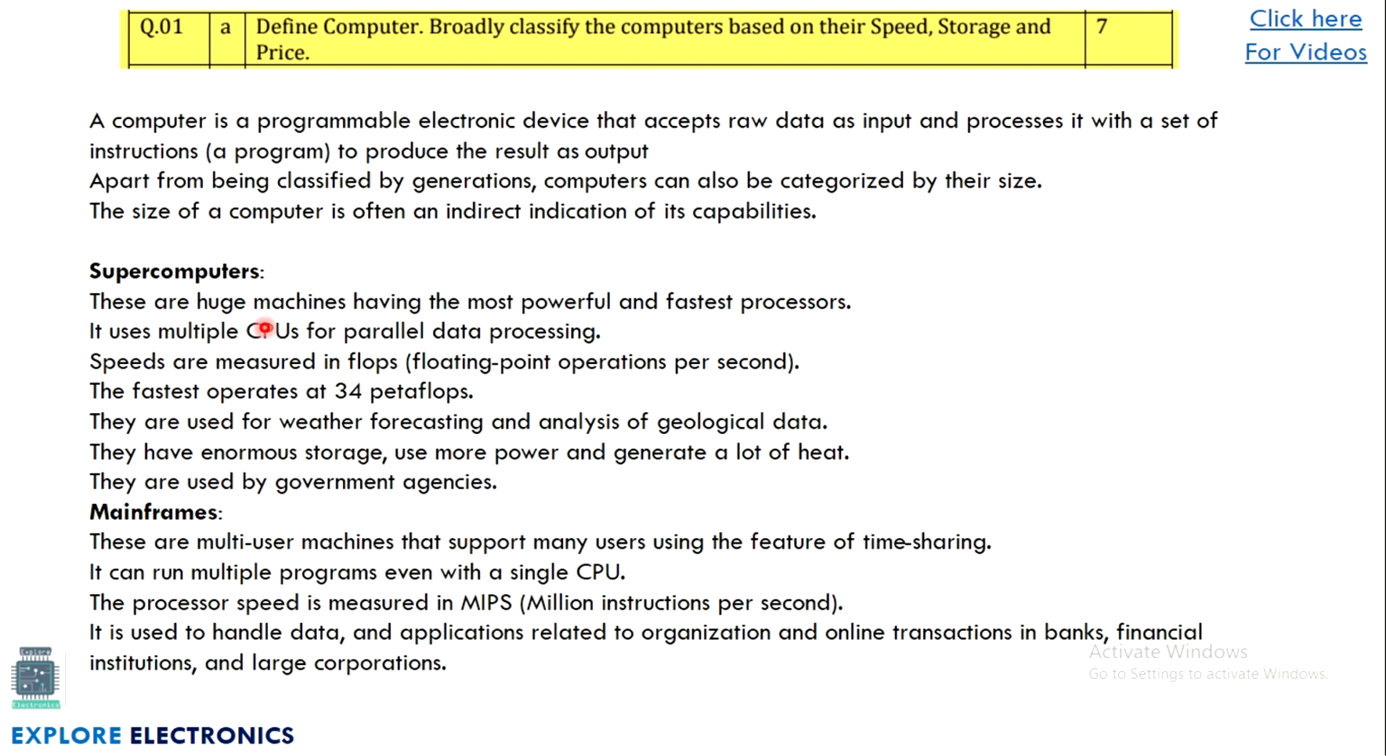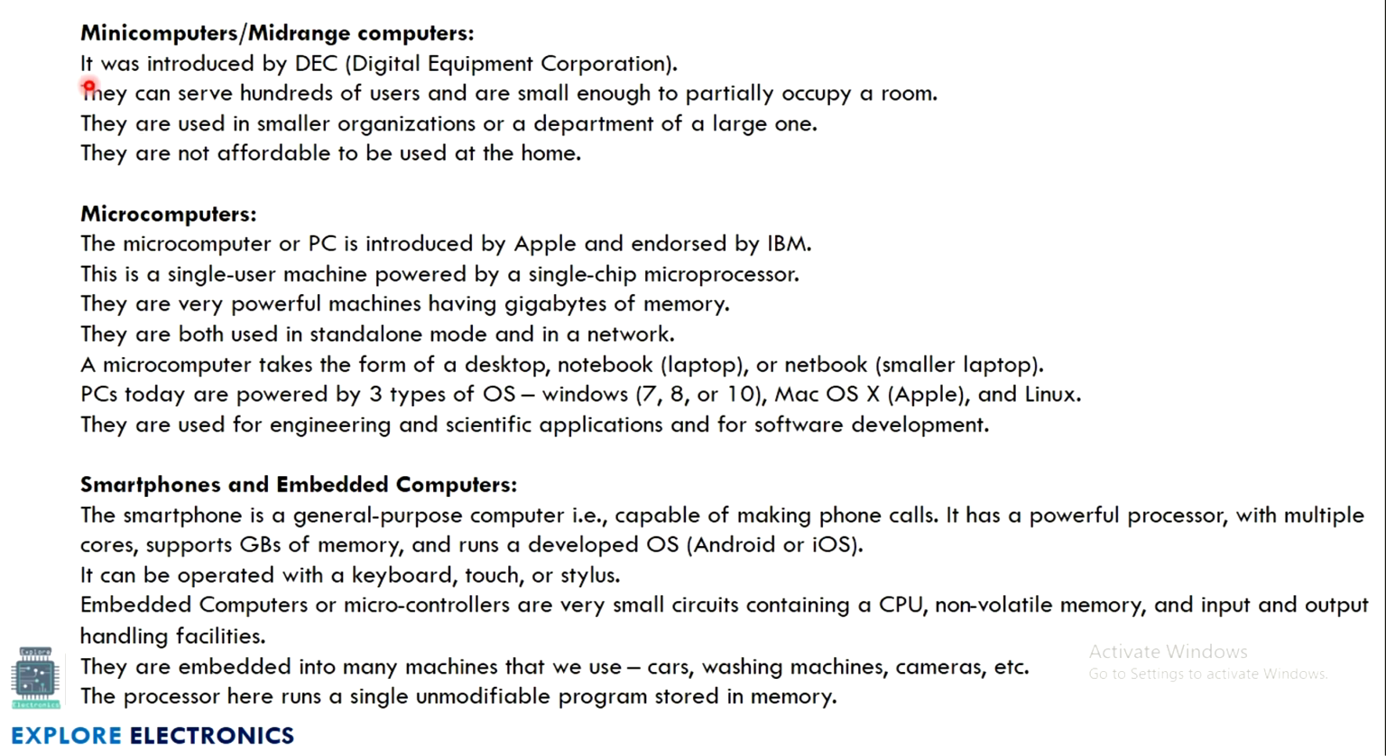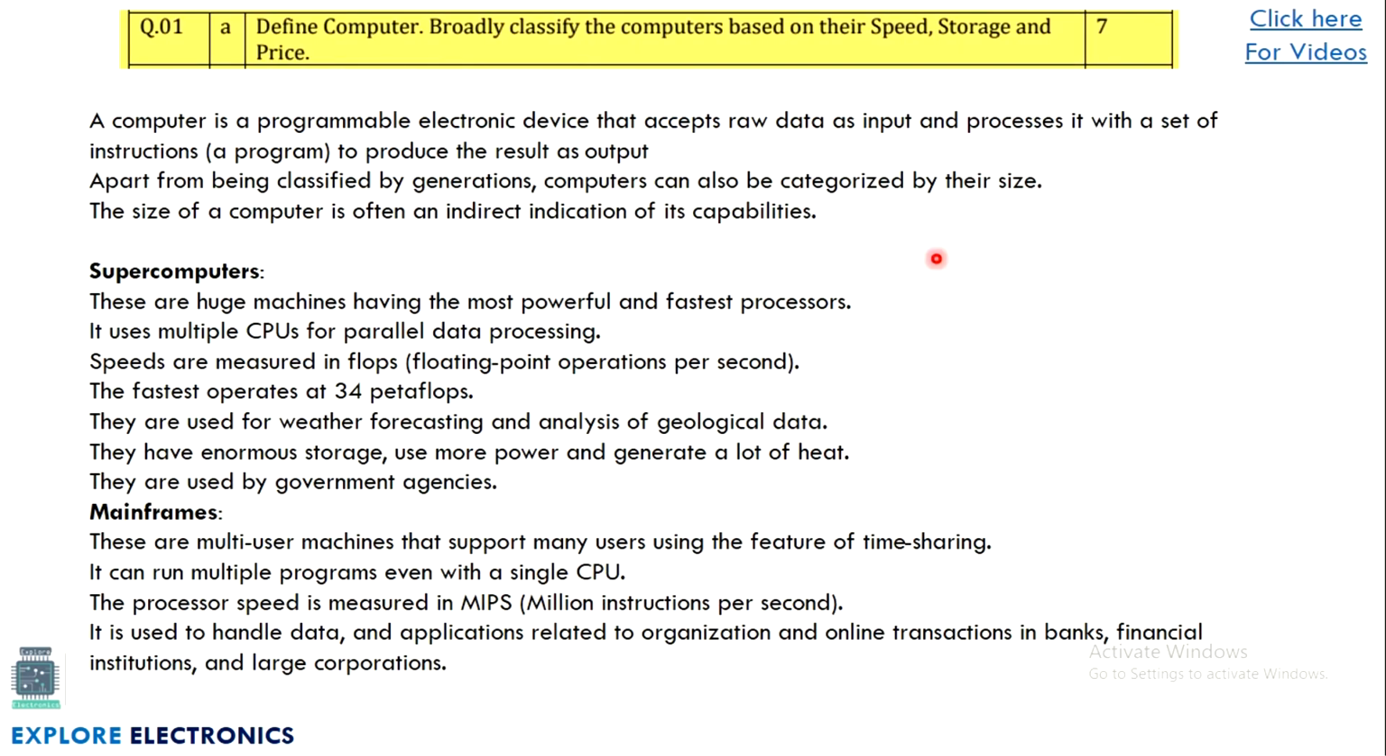For supercomputers, mainframe computers, mini computers or mid-range computers, and microcomputers, smartphones and embedded computers. In all of these you need to mention the 3 points that they are asking here: the speed, storage and price. Make sure these points are definitely there in the explanation that you're giving for each of these computers.